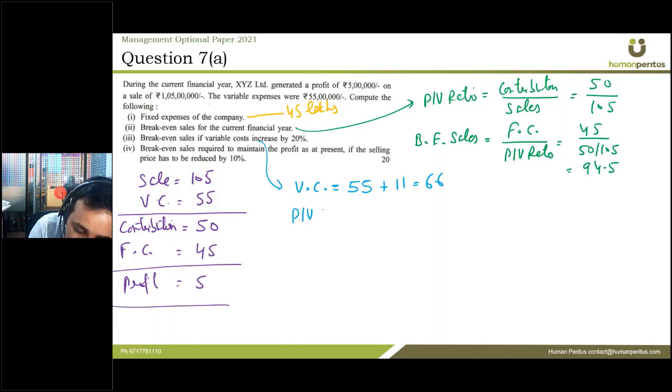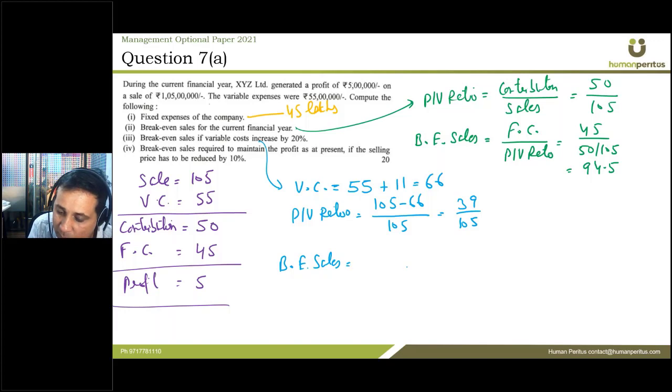So now let us calculate our new PV ratio. So new PV ratio is contribution, which will be now 105 minus 66 is my contribution divided by my sales. Sales is how much? 105, and this comes out to be 39 over 105. But I have to calculate my break even sales, and this will come out to fixed cost divided by PV ratio. Fixed cost will remain same, which is 45. So 45 divided by 39 divided by 105, and this comes out to be 121.15 lakhs.